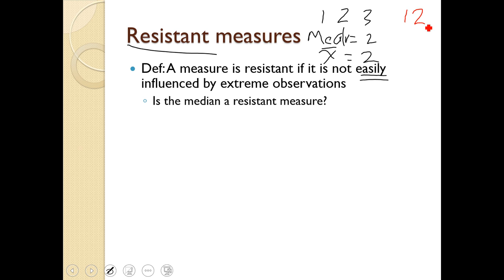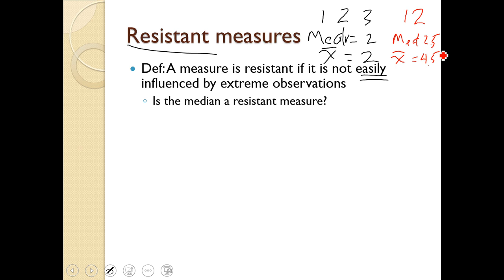Well, the median doesn't shift very much. Now the new median is about 2.5. But as you can tell, if we threw a 12 in there, we got 1 plus 2 plus 3 is 6, plus 12, you get 18, divided by 4. So now my new mean, 18 divided by 4, is 4.5. So it got shifted quite a bit, as opposed to the median, which just shifted a little bit.